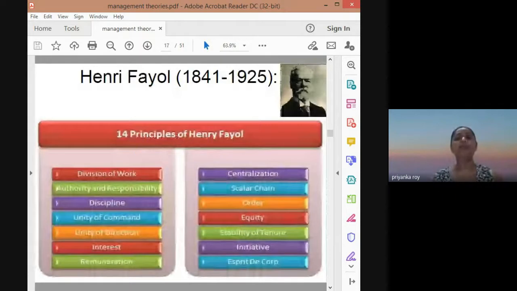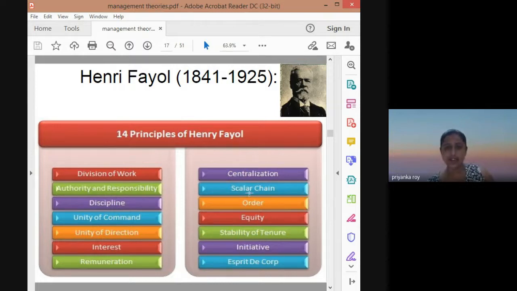The 14 principles, Henry says, first is initiative. This refers to the level of freedom an employee should have to carry out their responsibility without being forced or ordered to. Then we have equity, the principle implying that everyone in the organization should be treated equally, in an environment of kindness. Then you have the scalar chain.